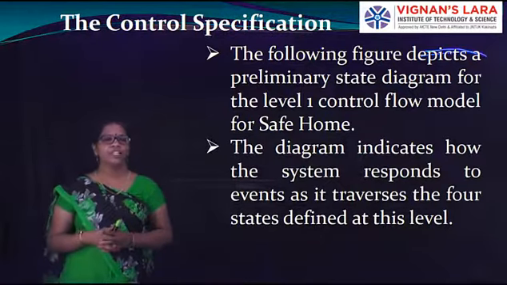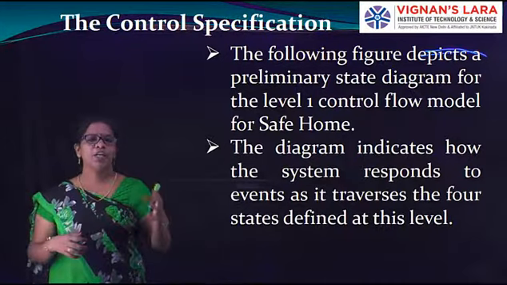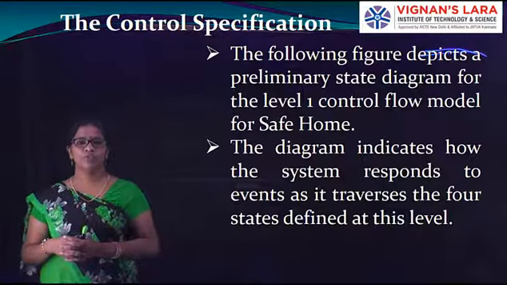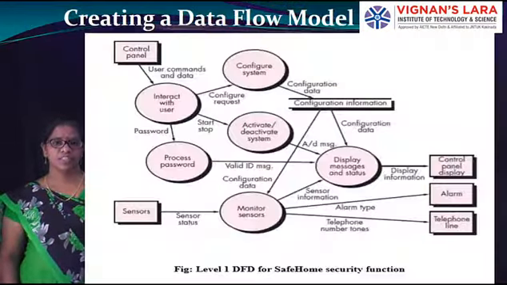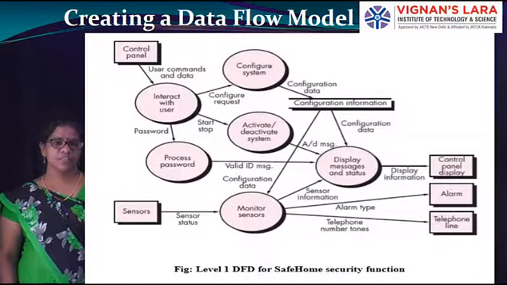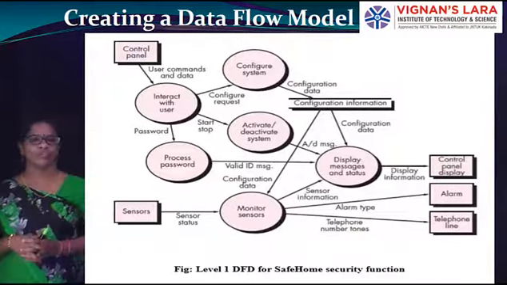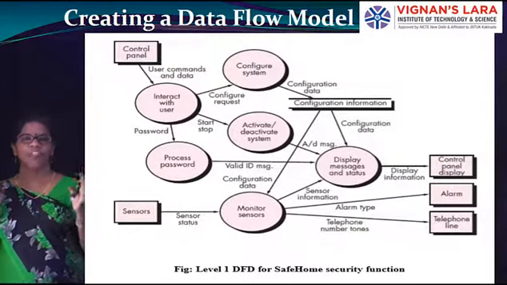The next point is the following figure, which shows a preliminary state diagram for the level 1 control flow model for the safe home. If you have seen the level 1 diagram, so this is the level 1 diagram for a safe home. The level 0 diagram is only for the outlook.